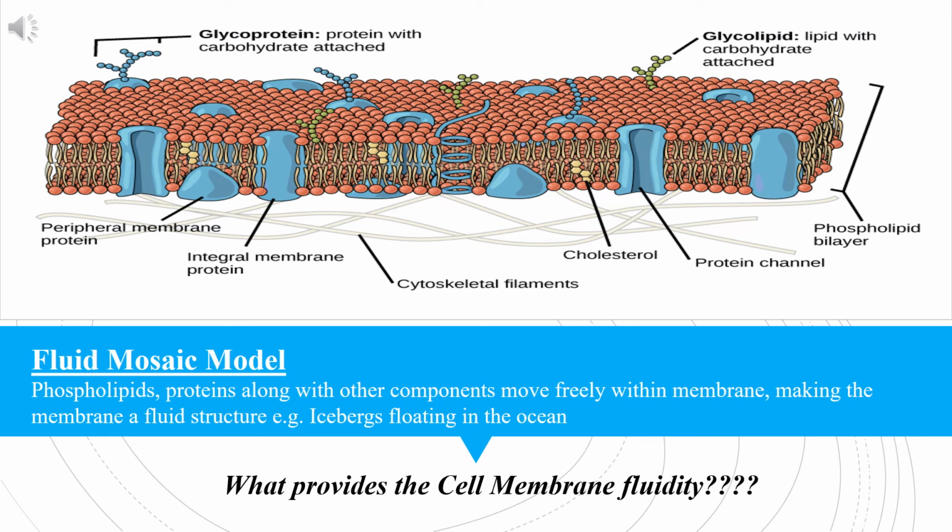And because the cell membrane is in constant communication with the extracellular and intracellular environment of the cell, these four components are constantly in motion, giving rise to the fluidity within the cell membrane. By that I mean that because these components are constantly moving, this motion is responsible for giving fluidity to the cell membrane. In other words, the fluid mosaic model states that the phospholipids, proteins, along with other components, move freely within the cell membrane, making the membrane a fluid structure.